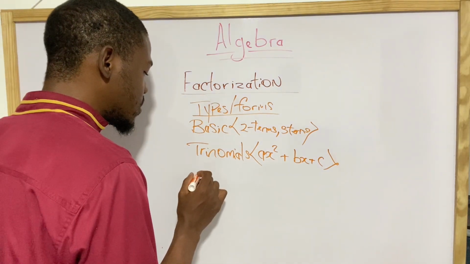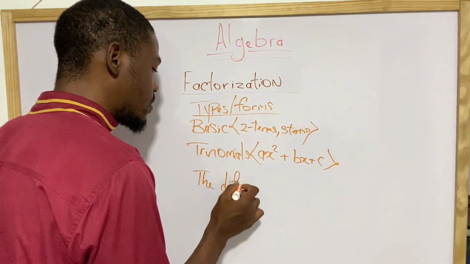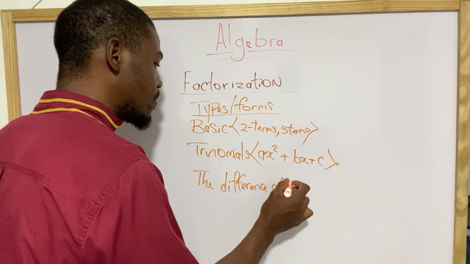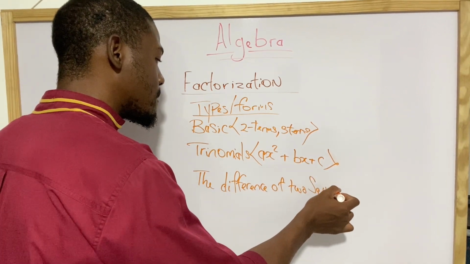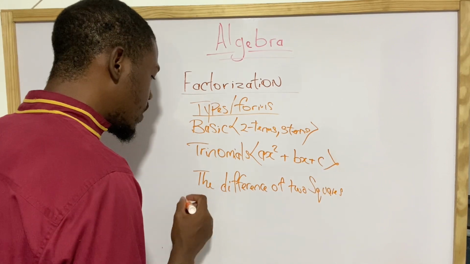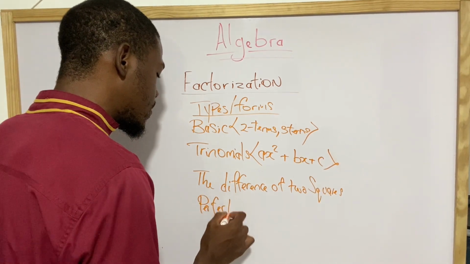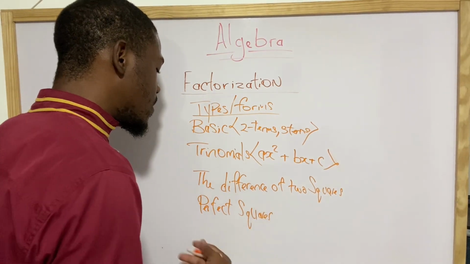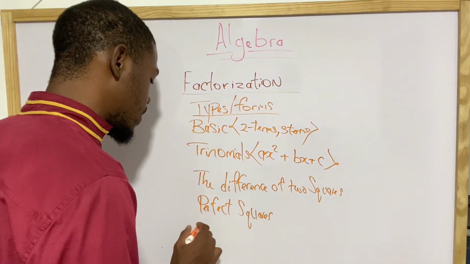You have other forms such as the difference of two squares. And we also have perfect squares. So we have perfect squares and we have the difference of two squares. Those are two different things.